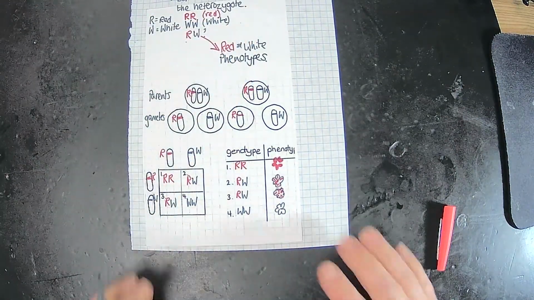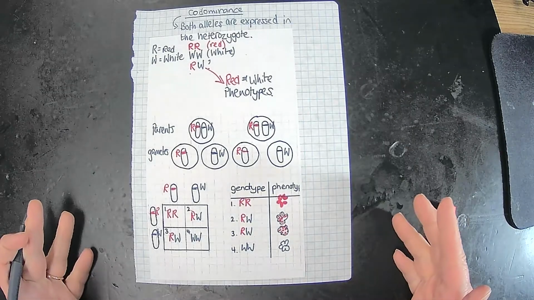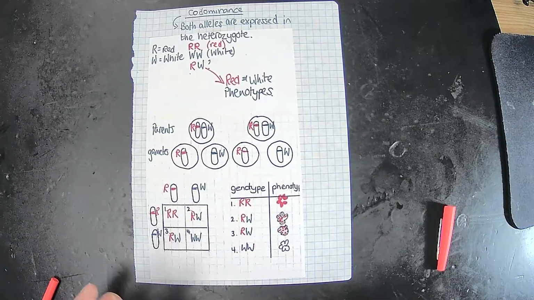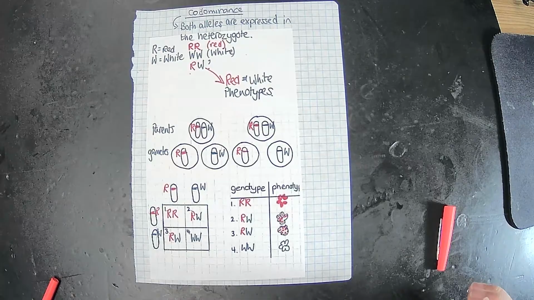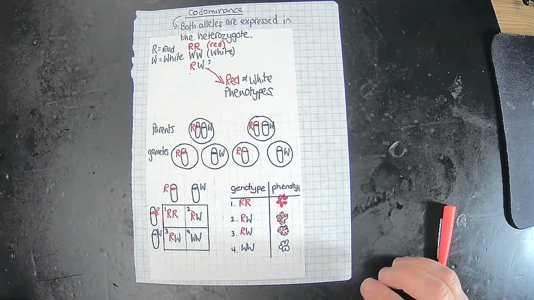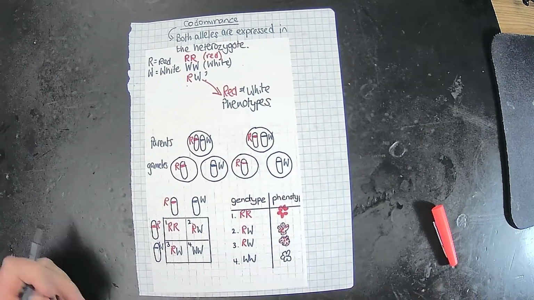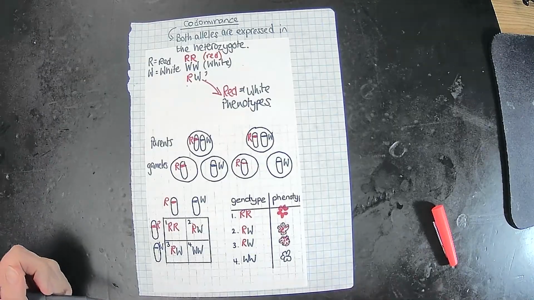Okay, now that is pretty straightforward. The most common thing that we talk about when we're talking about codominance is blood typing, which is going to be a separate little video.